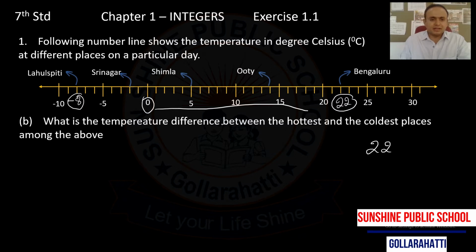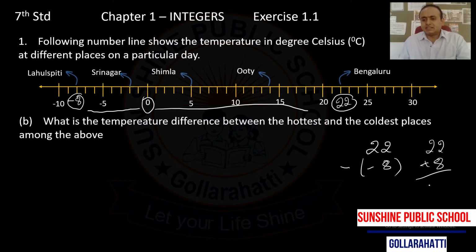So it is +22, and the coldest is -8 degrees, so 0 to -8. You have to subtract, you have to find the difference, that is 22 minus of -8 degrees. So minus of -8 becomes nothing but 22 plus 8. So 22 plus 8 is 30.